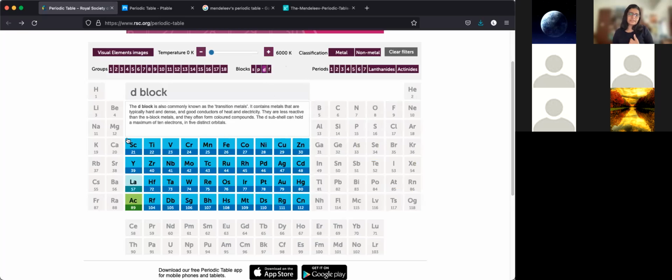D block contains only metals, just like S block, but these are not very reactive metals. They are very moderate. You have your iron, copper, any metal that is not very reactive, something that you work with, you will find in the D block. So chromium is here, silver, gold, tungsten that you use in the bulbs. All of those come in D block. These elements of D block are also called transition elements.